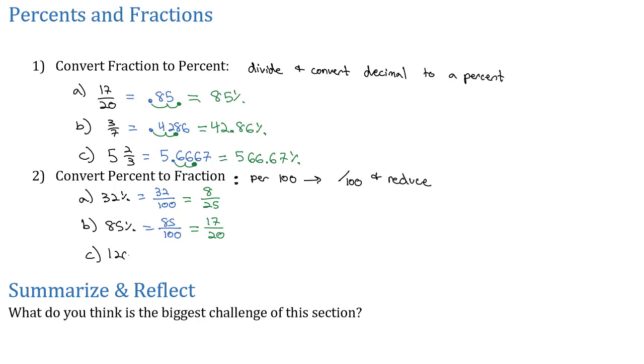Let's do one more. Let's do 120%. Well, we'll take that 120%, means per 100, over 100. And then we can reduce. I'm going to reduce out, dividing by 10 reduces out the zeros, and then we have 12 over 10. Divide both by 2, and we get 6 over 5. If we're OK with the improper fraction, we can leave it as 6/5, or we can change that to 1 1/5 as a mixed number.